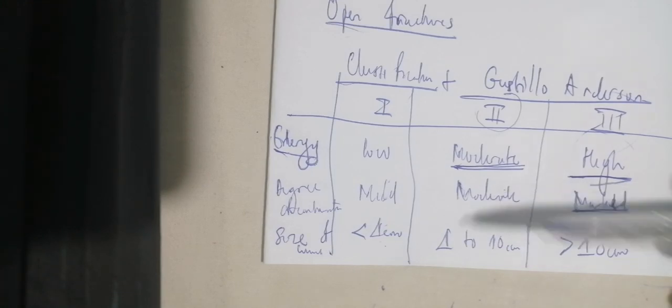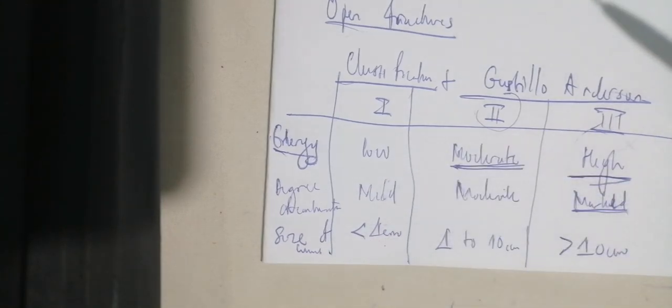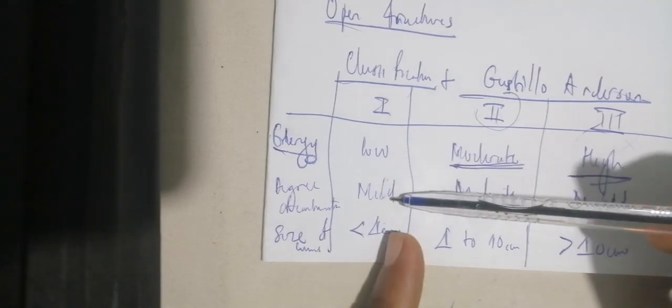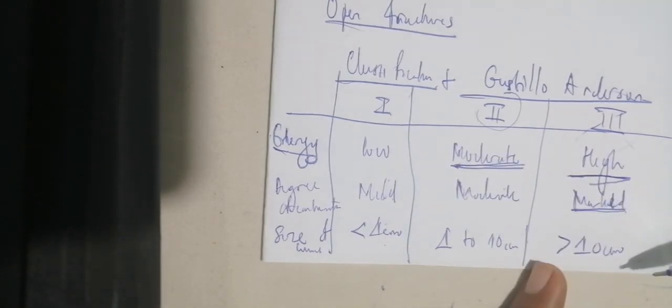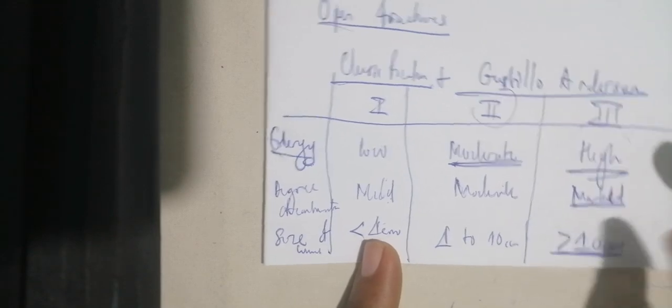Or you have another patient that had a low energy, meaning that he was just walking on the road and then he fell. He had just a low energy. You have a mild degree of contamination, but the wound size is high. Is it clear? That's already a Gustilo-Anderson 3 classification. Now, every time that you have the Gustilo-Anderson 3 classification based on the wound size, it brings you to another part. Is it clear?